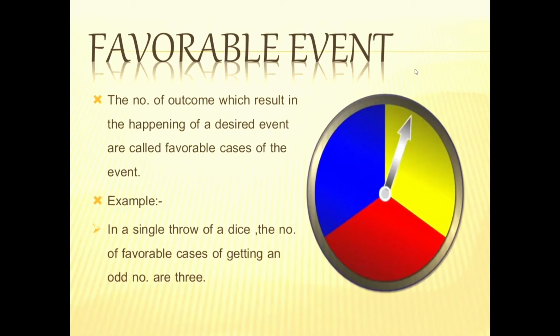Favorable event. The number of outcomes which result in the happening of a desired event are called favorable cases of the event. Example for favorable event: in a single throw of dice, the number of favorable cases of getting an odd number are 3.